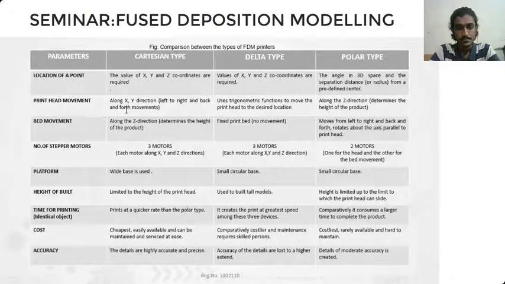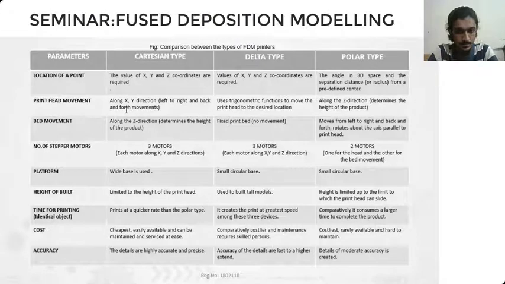Then the cost. Comparing these three devices, Cartesian is the cheapest, and it can be easily purchased. It can be serviced and maintained with ease. Delta is a bit costlier than the Cartesian system, but comparatively less costly than the Polar type device. And Polar type is the costliest and rarely available, hard to maintain and service.